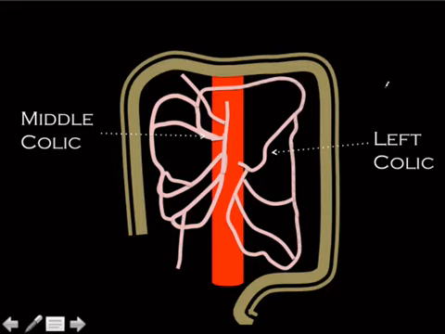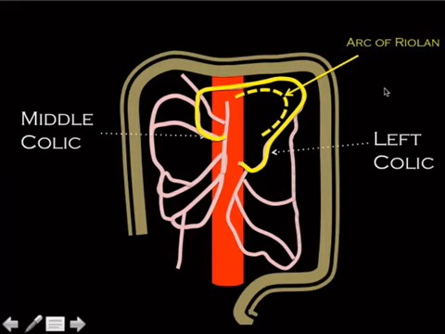we are going to talk about this one here, and this is a collateral pathway between the SMA, which is the middle colic, and the IMA, which is the left colic. There. That is called the arc of Riolan, because it has a name, and because it sounds European, possibly French, that makes it high yield.